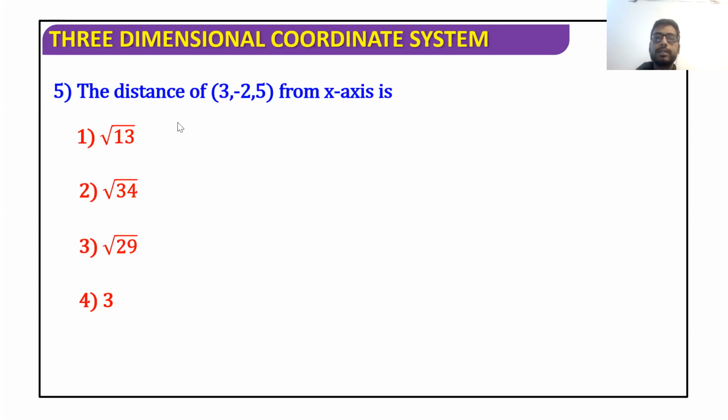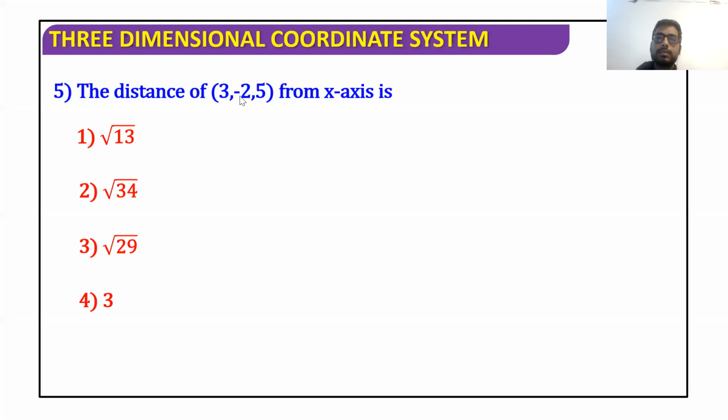Next question would be: find the distance of the same point 3, minus 2, 5 from the z-axis. So what would be my answer from the z-axis? Type in your answers. Root 13. Perfect. So from the z-axis, I have to find under root x square plus y square: 3 square is 9, y square, minus 2 square is 4, 9 plus 4 is 13. So good, Rutvik, Neha, Mrunal, under root 13 is the correct answer.